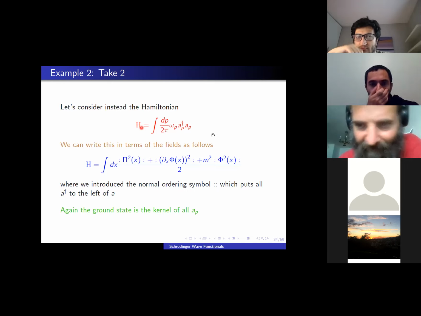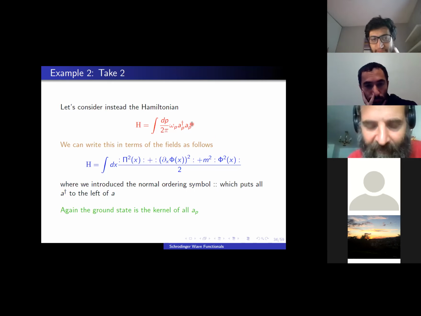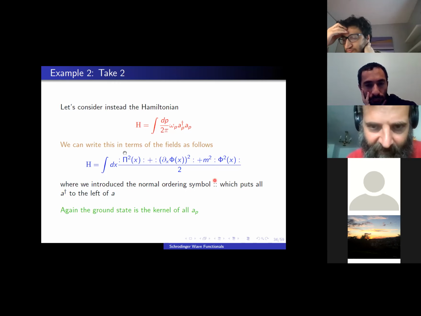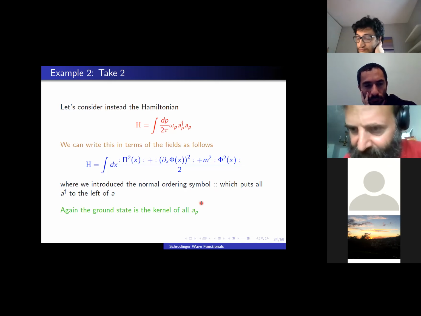I'm going to start out using this as the definition. So now all those problems are gone. I could write that in terms of the old fields at the price of introducing some notation. So I've got these colons, which are called normal ordering, and all that they mean is you put all the A daggers on the left of the A's. So this is a new example 2, which isn't sick. And again, the ground state is going to be the kernel of A_P, just because this operator is positive. The kernel of A_P for every P. So any questions about the new example 2?